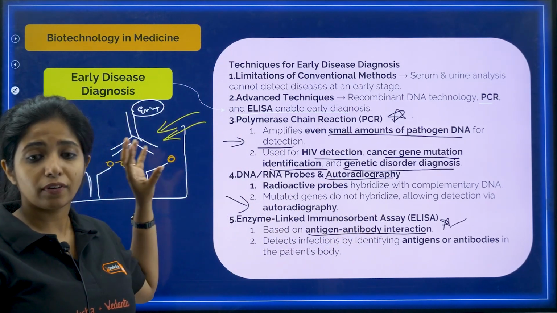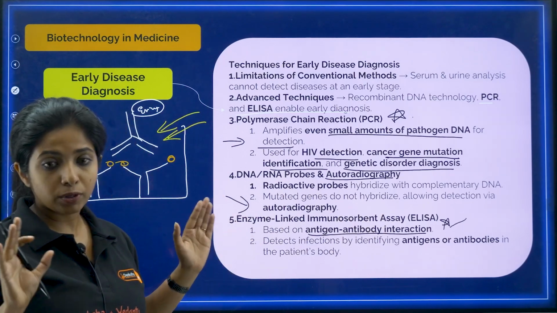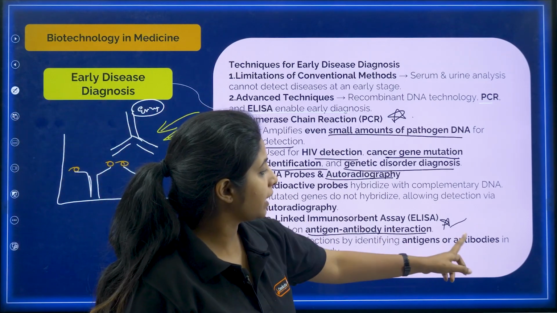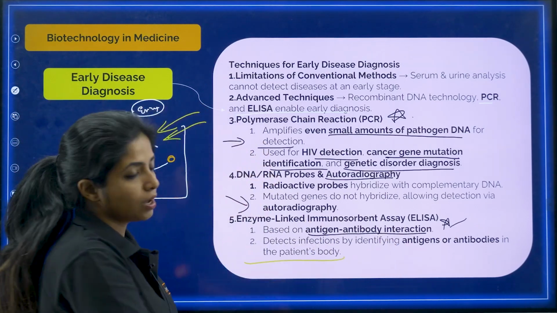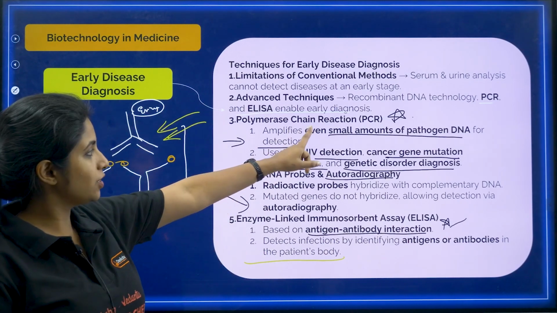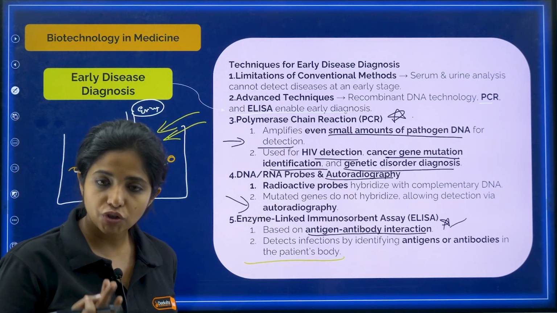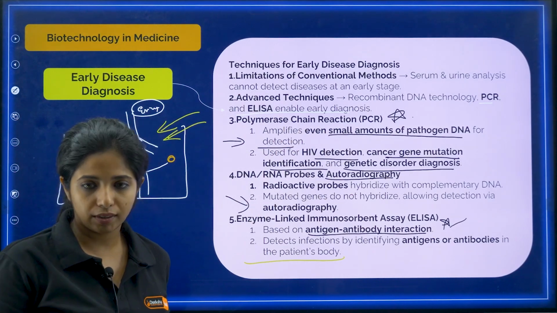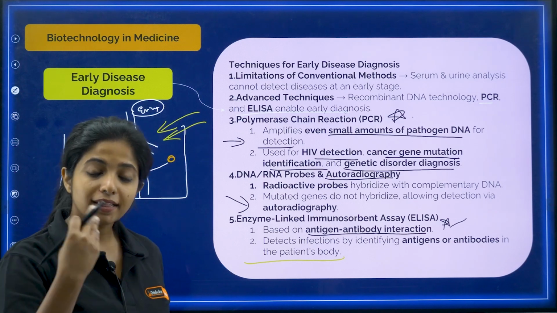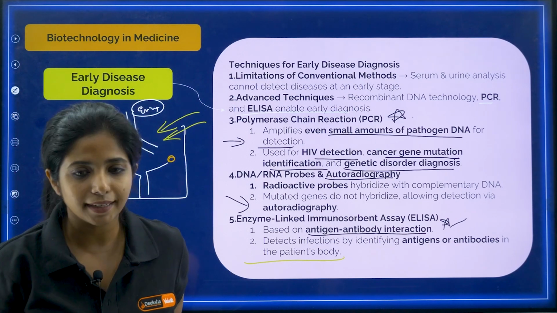So it's based on antigen-antibody interaction. There are different types of ELISA, sandwich ELISA and so on. I'm not going into detail, but what is in the NCERT is being taught. It detects infection by identifying antigens or antibodies in the patient's body, either one. Polymerase chain reaction detects even small amounts of pathogens, and is used for HIV detection, cancer gene mutation identification, and genetic disorders. The DNA/RNA probe method is also there, which you can view under autoradiography. And enzyme linked immunosorbent assay works on the principle of antigen-antibody binding.